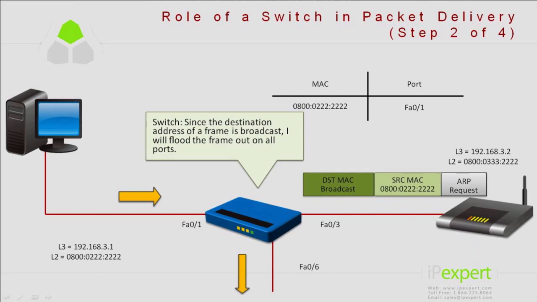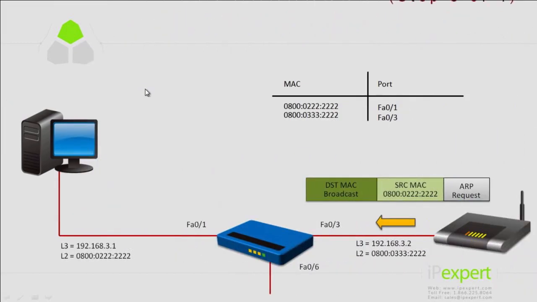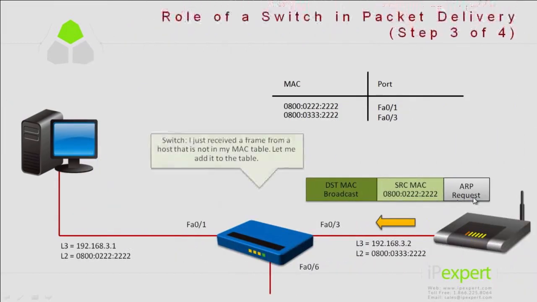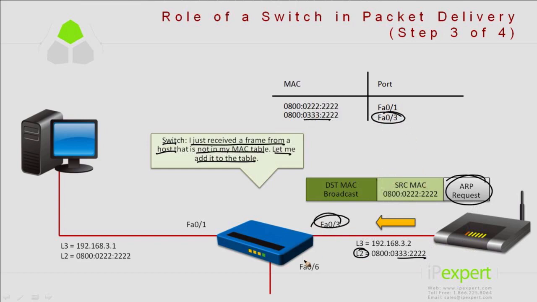Now, what we're going to find is that the router is going to deal with something. The router is going to reply. It's going to send its own ARP request. So what's going to happen here is the switch says, I just received a frame from a host that is not in my MAC table. It's going to add it to its MAC table. So now we see the layer 2 information being built, where this device here is 3333.2222, 3333.2222 using Fast Ethernet 0/3.